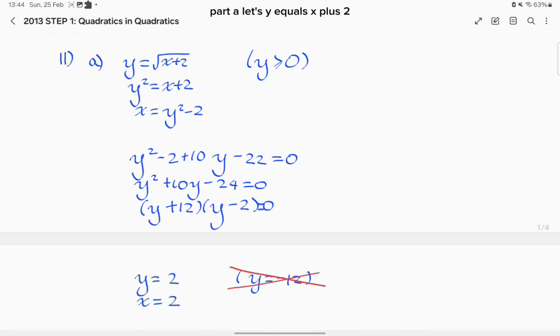Part A. Let y equals root (x plus 2), where y is greater than or equal to 0. We then have y squared equals x plus 2, and x is therefore y squared minus 2. Y squared minus 2 plus 10y minus 22 equals 0, and therefore y squared plus 10y minus 24 equals 0. Factorising, we have (y plus 12) multiplied by (y minus 2) is equal to 0, and therefore y equals 2. Y cannot be negative 12 because that would make y less than 0. From there, substituting back in, we have x equals 2.